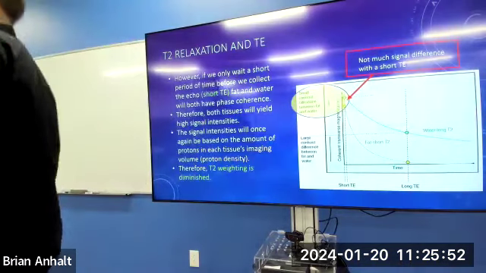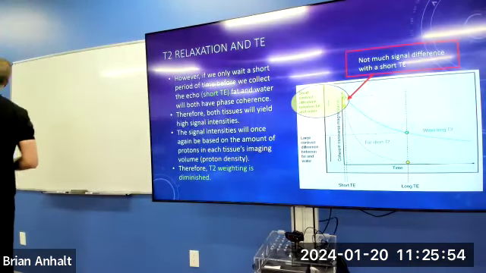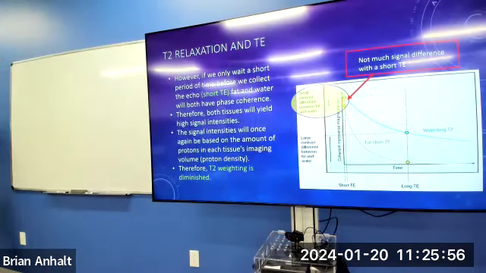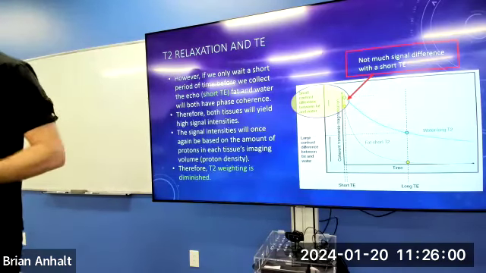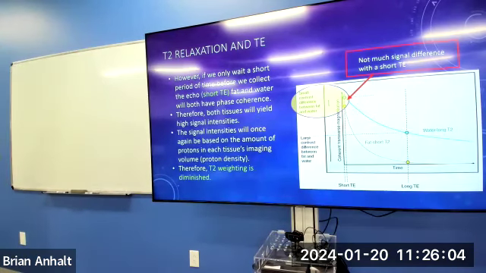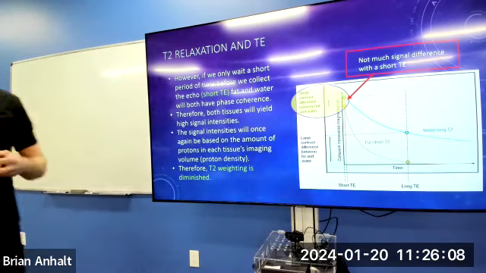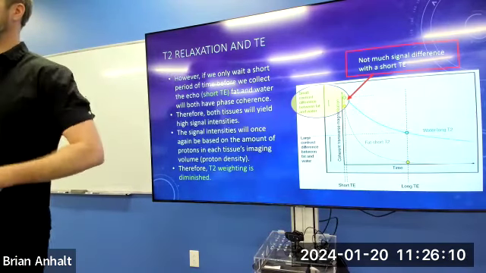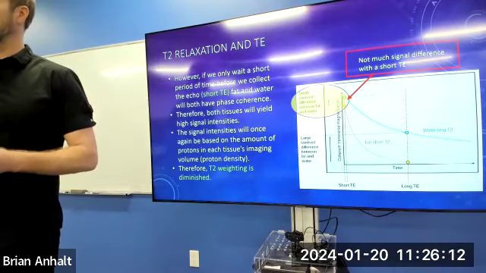What tissues look bright in a T2 weighted image? Water. Tissues that hold on to their transverse magnetization longer, right? Yeah, water. Tissues that look dark are tissues that lose their phase coherence quicker, have a quick T2 time, or have a short T2 time, and end up looking dark.